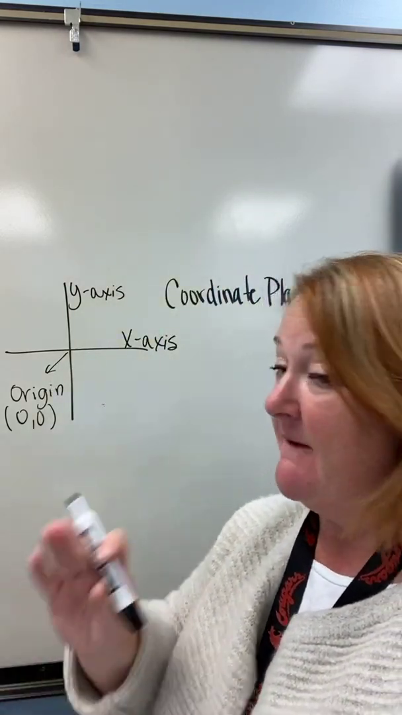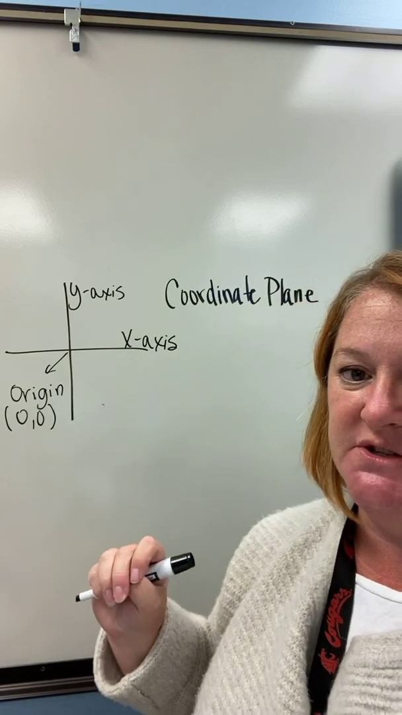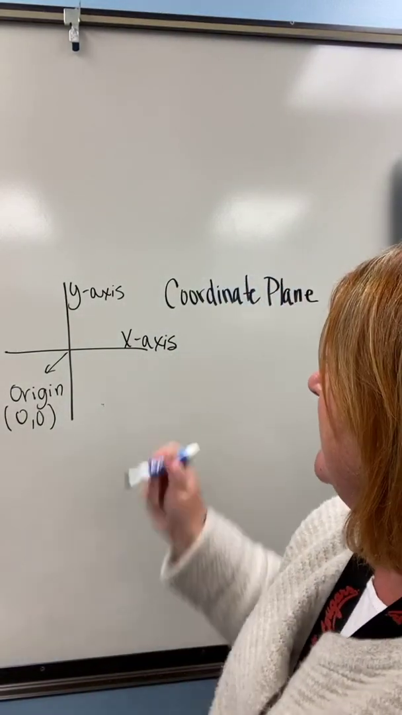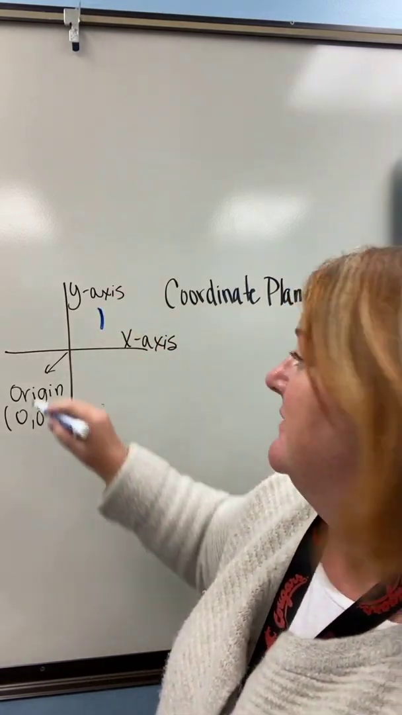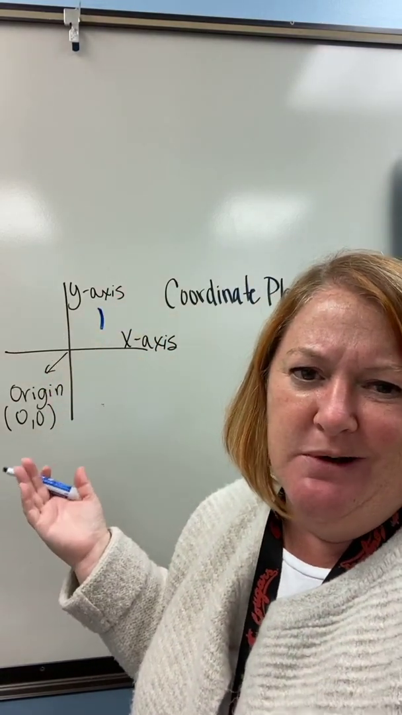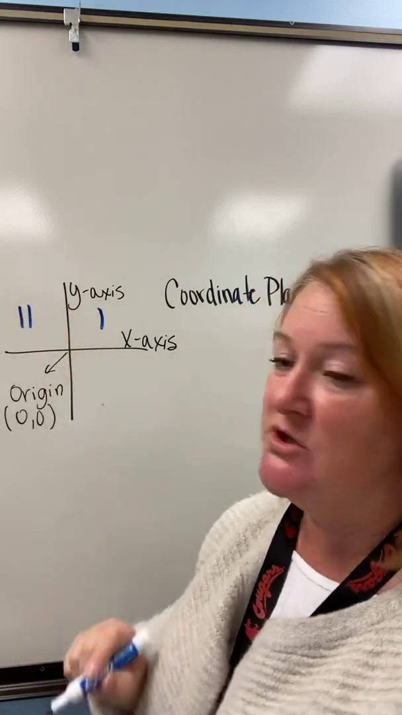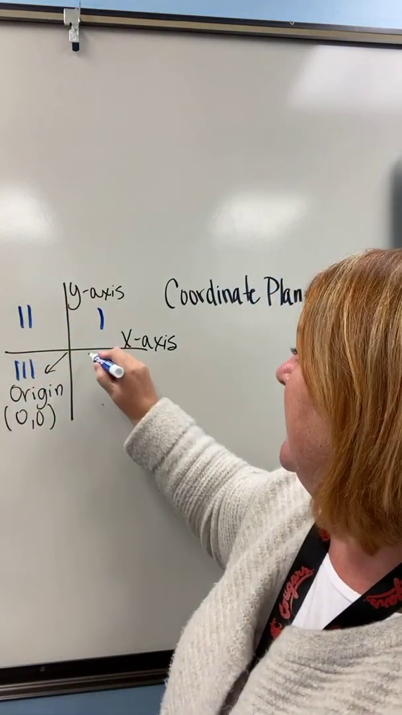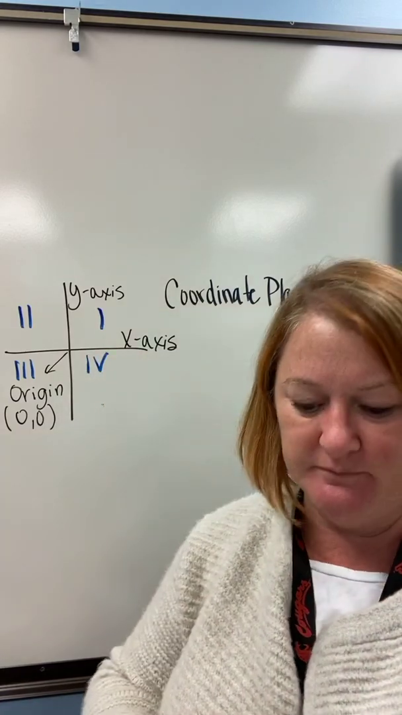Let's see, what else? We have 4 quadrants now because you're sophisticated math students. So I'll do this in a different color. So we have quadrant 1, and we do these in Roman numerals, which I'm not really sure why, but this is quadrant 2, quadrant 3, and quadrant 4. Okay?